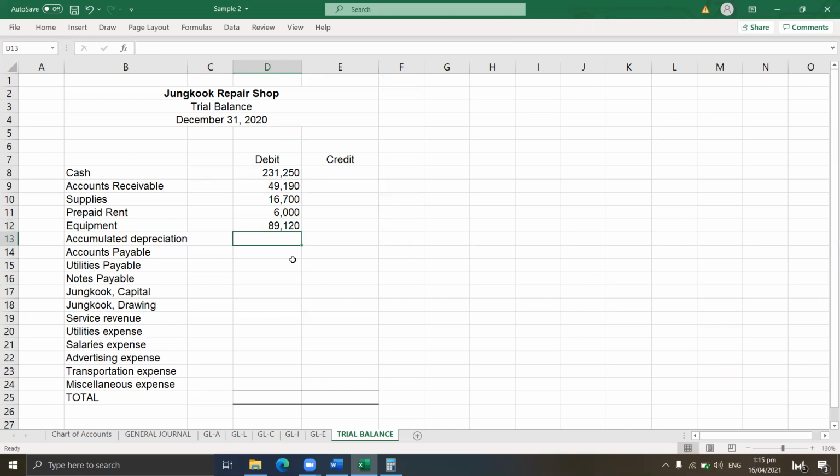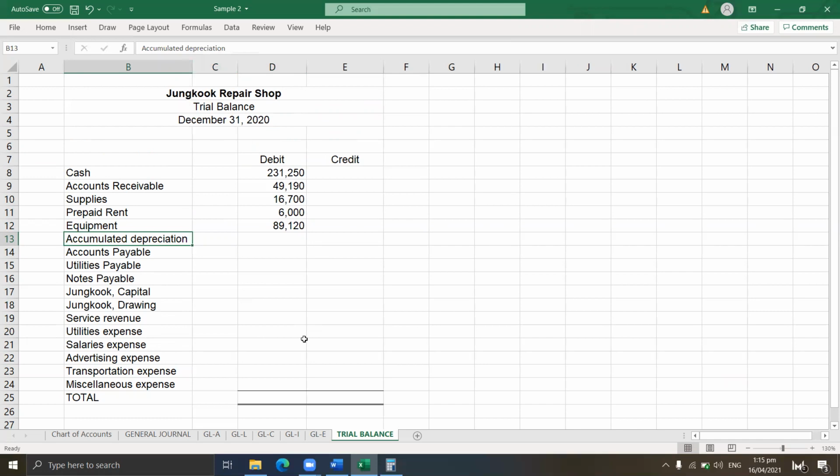89,120. Okay, may nakita kayong accumulated depreciation pero we haven't used that account yet, no? And actually wala naman tayong nailagay kanina, so it's still zero. Okay, pero we will be discussing and using this in module number 4 for the adjusting entries. This is actually a contra account for equipment. Okay, so let's have it zero first, no? Kasi wala pa naman laman.